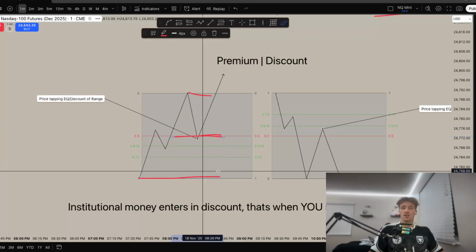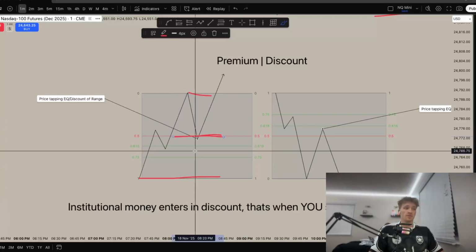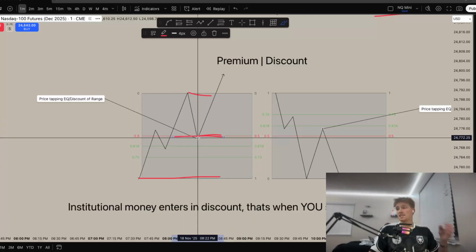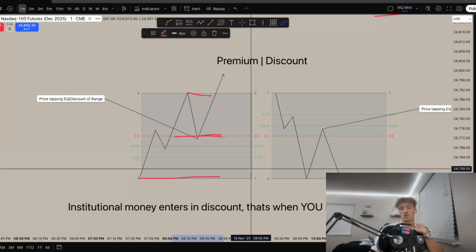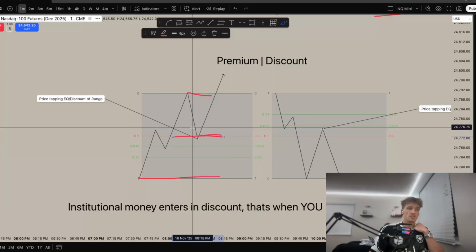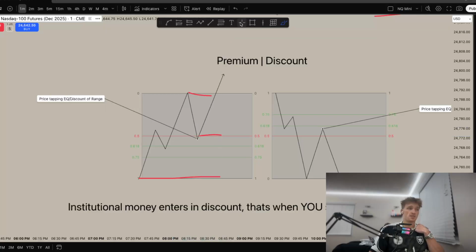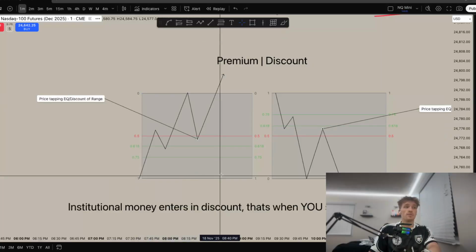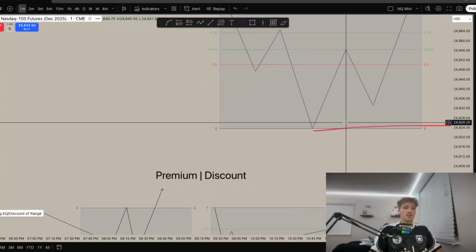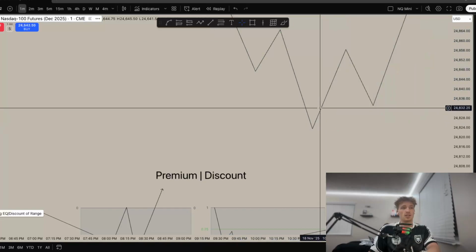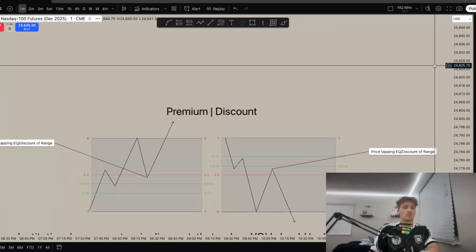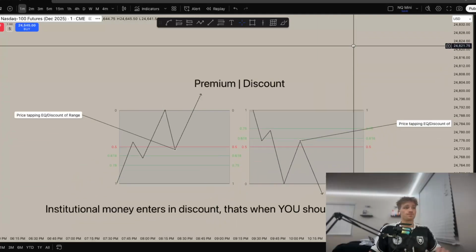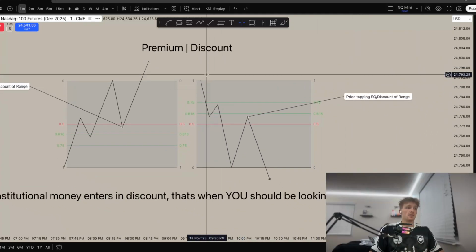All right, the discount is past the equilibrium of this range. So once price taps this equilibrium, that's when we, as retail traders, are looking to find our entry. Institutional money is already entering at that point. Institutional money enters in discounts, guys. All right, there's no reason for institutional money to be entering in premiums. They want to get the best price available, okay? And when you start to see the market in terms of that, that's when you start to realize how everything moves.